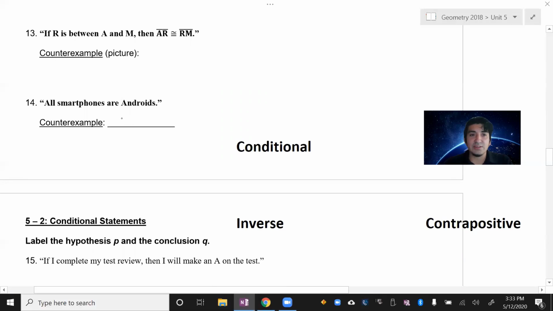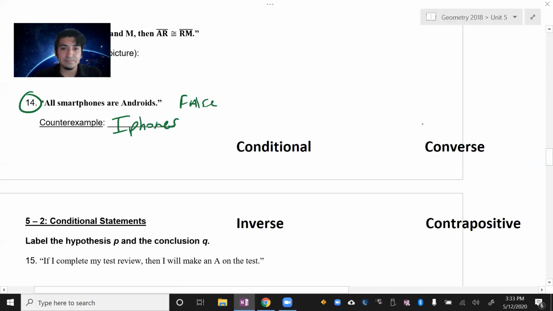Like number 14 is also another example. So all iPhones are Android. Is that true or false? That's false because why? Because you have iPhones. Okay, so you have those to go ahead and use.